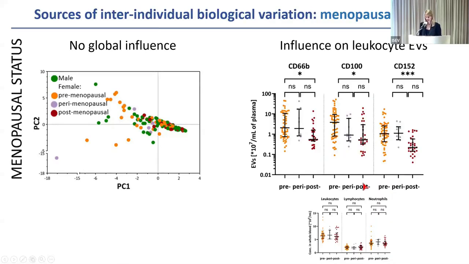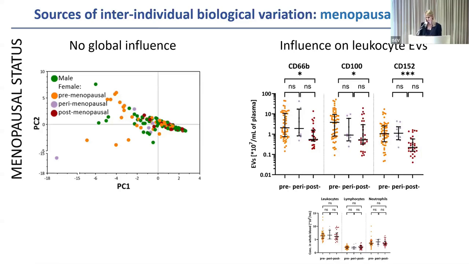We did similar analysis for menopausal status, and again, no global influence, but we could see that some leukocyte EV subsets were influenced by that. In this case, you can see that postmenopausal women have lower concentration of CD60B positive EVs, CD100 positive EVs, or CD152 positive EVs. So lower concentration in postmenopausal women, and actually, these were more similar to the concentrations we observe in men.